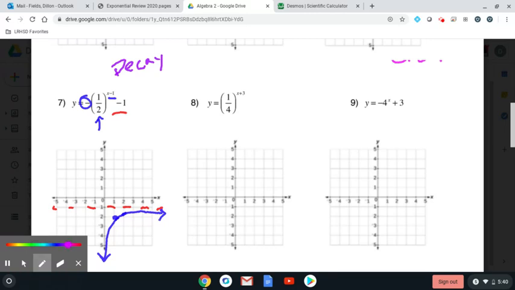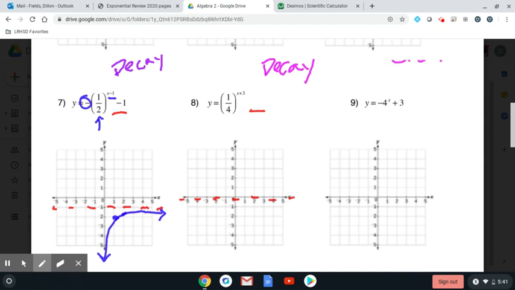All right, let's look at 8. So on 8, first thing, if you guys look at that 1/4 being your base number, you know that this is going to be a decay graph. All right, after we identify it being decay, let's identify our horizontal asymptote. There's nothing all the way at the very end, so the horizontal asymptote is going to go right along your x-axis.